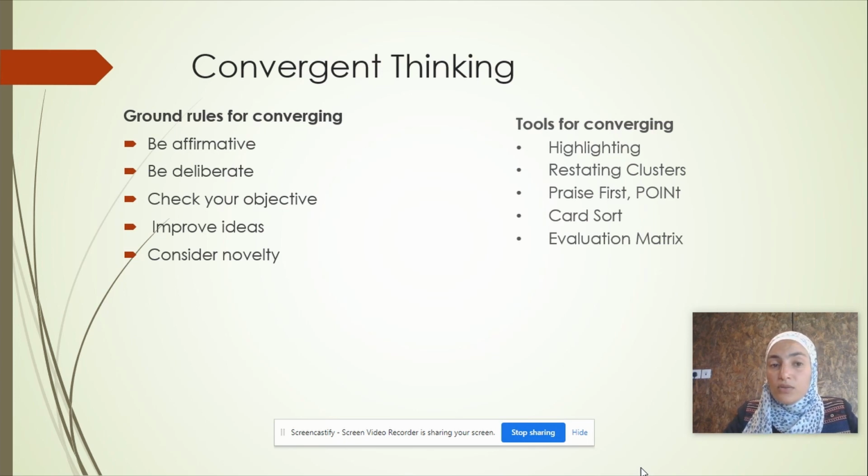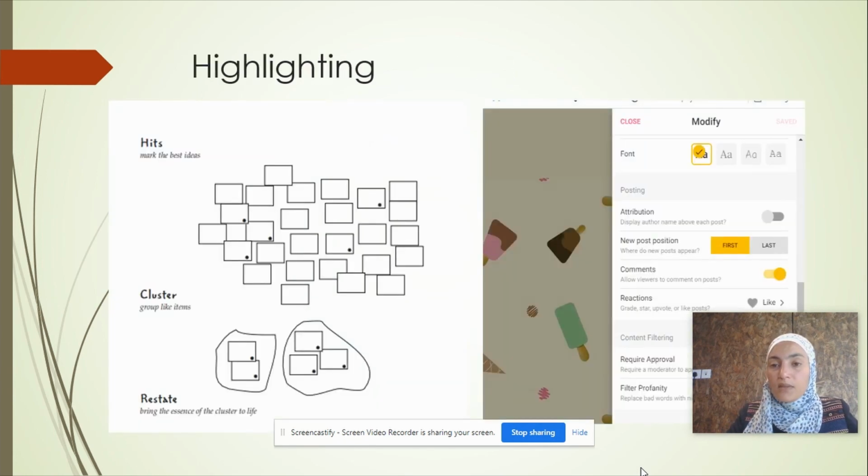The ground rules for converging: be affirmative, check your objective, that we are looking for solutions related to the objective, improve ideas, consider novelty. All these are ground rules for convergent thinking. What about tools? Yes, there are tools we can use to help students converge: highlighting, restating clusters, price first or point, card sort, evaluation matrix. I will discuss with you two of these techniques.